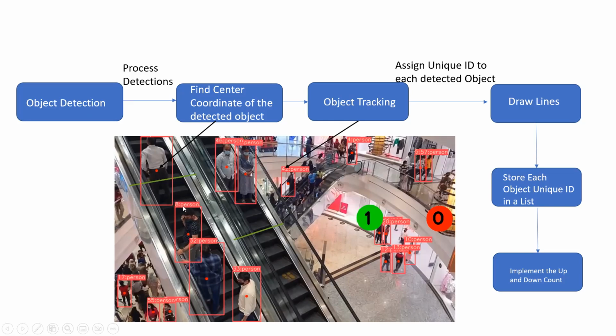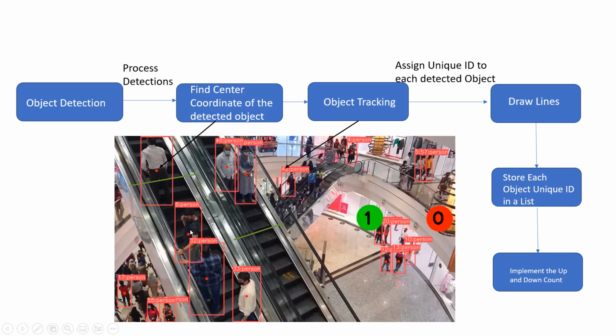After getting the bounding box and the label, we need to find the center coordinate of the detected object. So this is the center coordinate of the detected object and the bounding box. So in the first step, we detect the object and assign a label, and in the second step, we find the center coordinate of the detected object, or you can say the center coordinate of the bounding box. Here we have the bounding box, and this is its center coordinate. After finding the center coordinate, we draw it using CV2.circle. So here I have drawn the center coordinate as well.